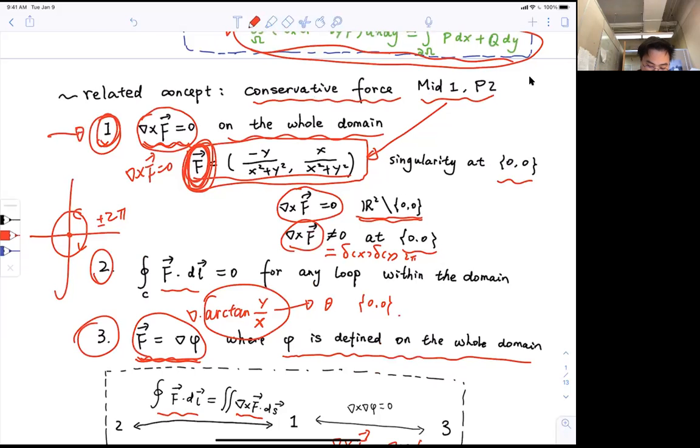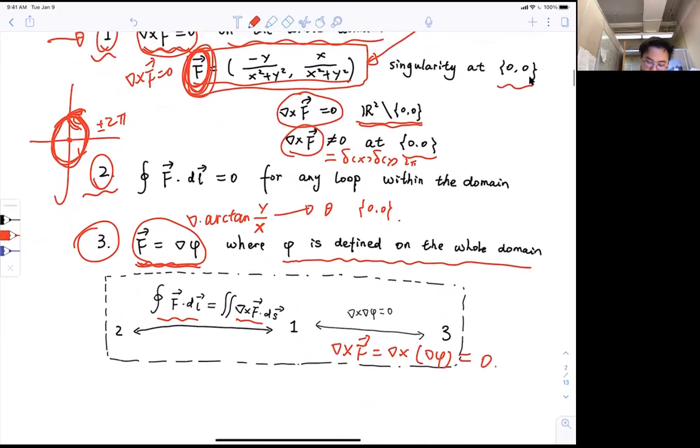Then we just need to choose a loop around that point and calculate this kind of loop integral. I would say the first one and the second one are most commonly used to verify whether the force is conservative or not.